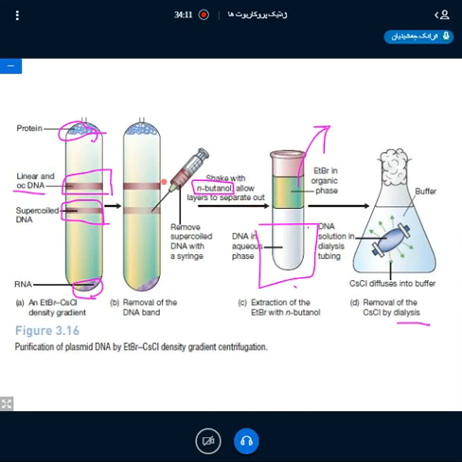Look at here. After this, if we remove a supercoiled DNA, we have two items that we don't want. One is ethidium bromide and one is cesium chloride. The first one we want to remove is ethidium bromide. If we add N-butanol and centrifuge, we have two different parts. Ethidium bromide is in the upper side, we discard that. In the bottom, we have DNA. But after this, we have cesium chloride too. How can we remove that? By dialysis.